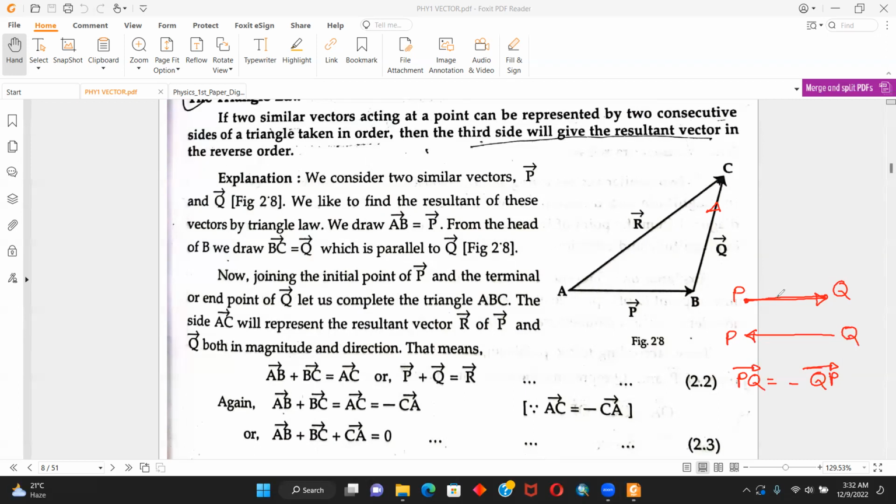See, the PQ vector's value is 5 newtons. And the QP vector is also 5 newtons, but in just the opposite direction. So if I want to rotate it 180 degrees, I just have to multiply with another minus 1. Because minus obviously just gives the opposite of the particular thing.